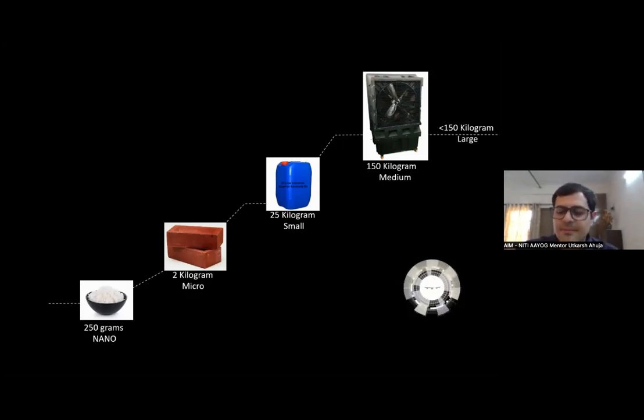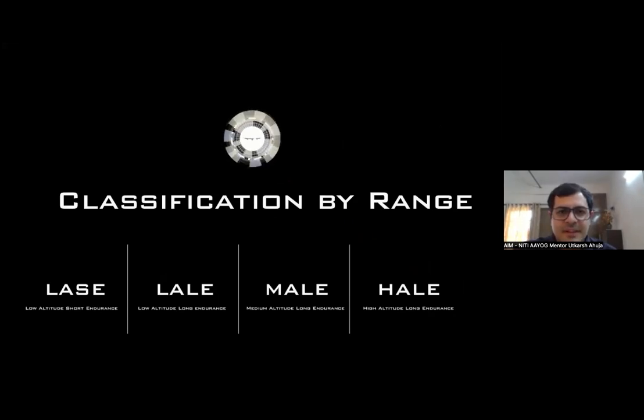Let's proceed ahead. There is classification by range as well. There are 4 classifications which I usually come up with, the way I teach. You may come up with other classifications as well, but that's a broader aspect. So one is LASE, low altitude short endurance. Then there is LALE, low altitude long endurance. Then there is MALE, medium altitude long endurance. Then there is HALE, high altitude long endurance. Let's get ahead.